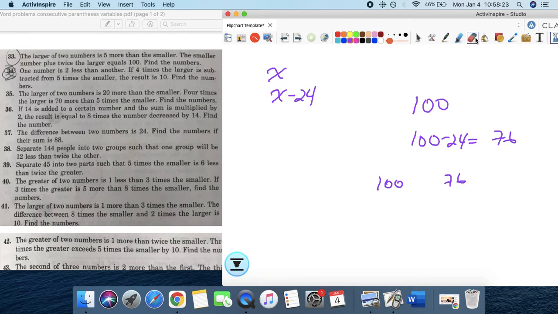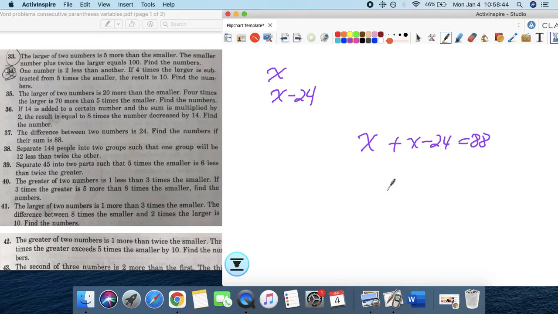Yes. So the tricky part in this question was, how do I use this first sentence? Right? How do I use this first sentence, the difference between two numbers is 24, to set up this? So that was the tricky part. Find the numbers if their sum is 88. Oh, so that's easy. So now x plus x minus 24 equals 88. And that's 2x minus 24 equals 88. Let's add 24 to both sides.